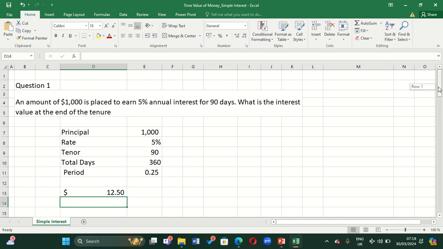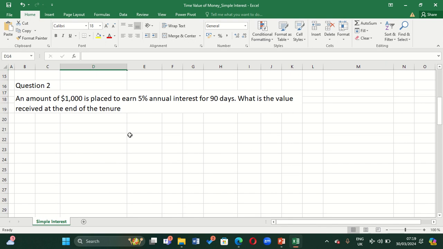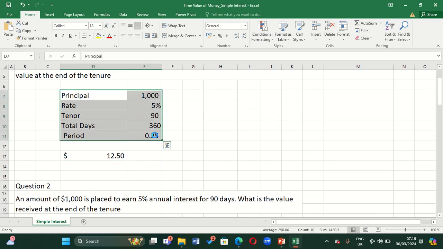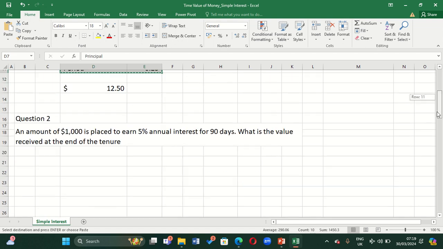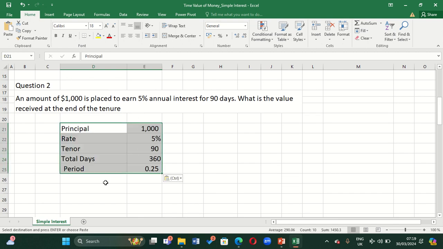Then we have another question. In this question now, we are asked to determine the value that we receive at the end of the tenure. It is equivalent to this. The only difference is that we have the interest and the principal. We are asked to look for both principal and interest in this case.